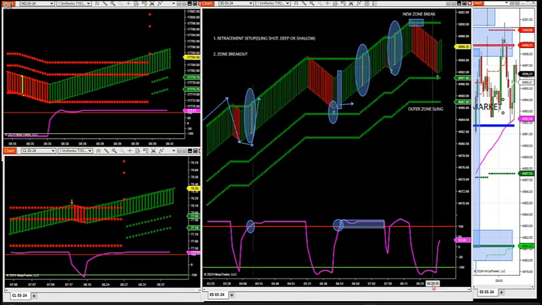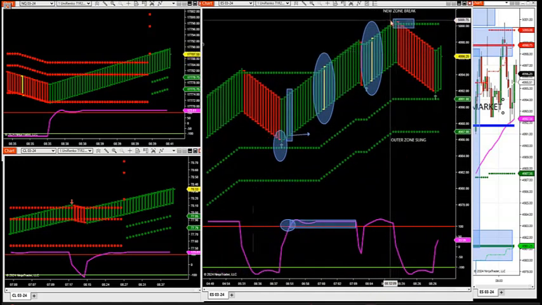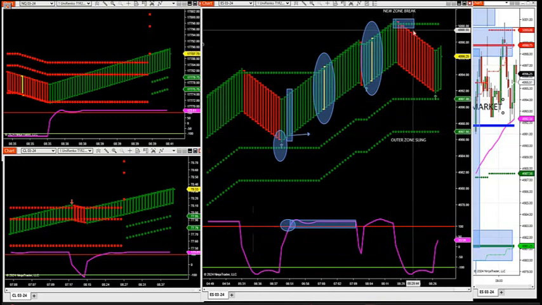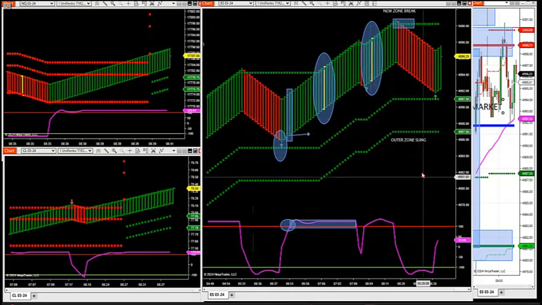All right, so the next two setups we'll look for before I turn this video off. I'm looking for a buy breakout of 5,000.75, that swing high, because that's our zone breakout. See if it can turn yellow. Outer zone slingshot, see if we can get this retracement. We're good to go.